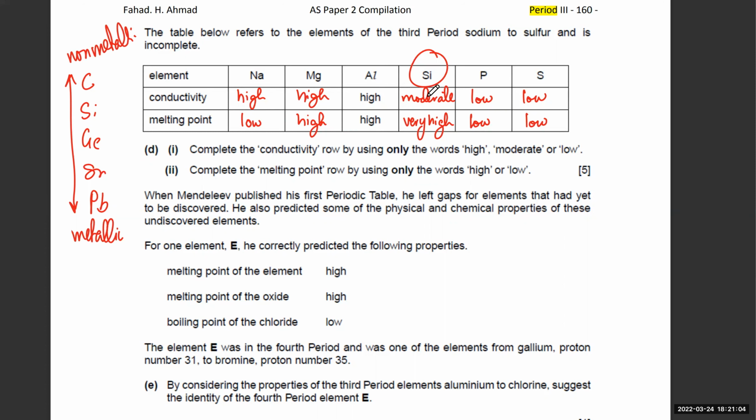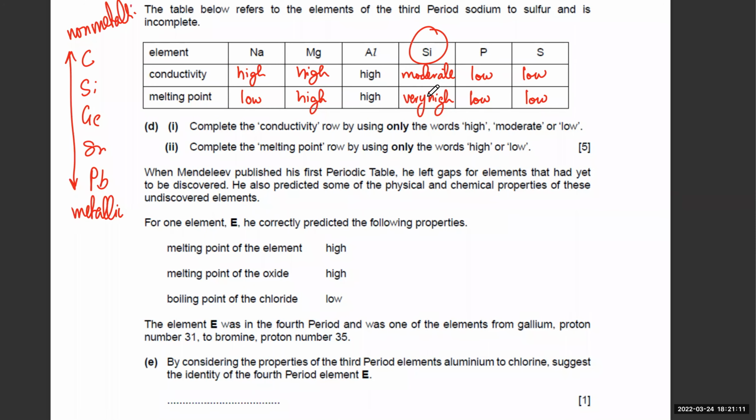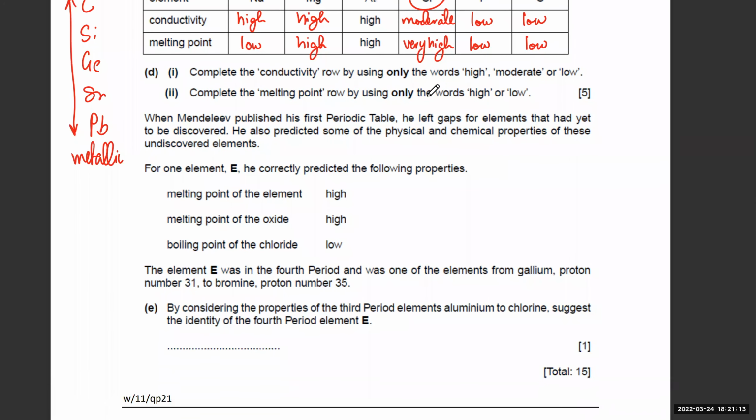So why is it able to conduct electricity? Because it can lose electrons. It has a weak tendency to lose electrons. तो वो थोड़ा सा delocalized electrons.